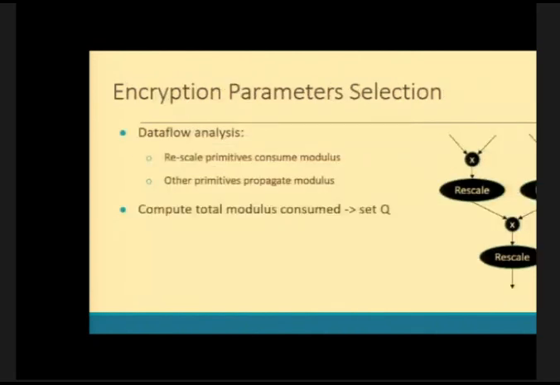Okay. So we can do data flow analysis. If you have a circuit like this with rescale operations, the rescale operations consume the modulus. How the modulus is consumed depends on the scheme. What I showed you was for the HEAAN scheme. For SEAL, it is slightly different, but the details are not important. If you keep scaling the modulus also, it becomes smaller and smaller and smaller. And it becomes almost 0.